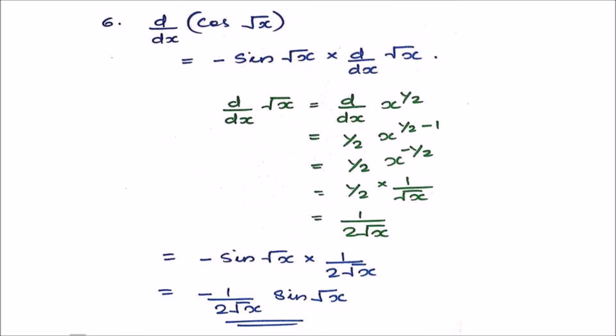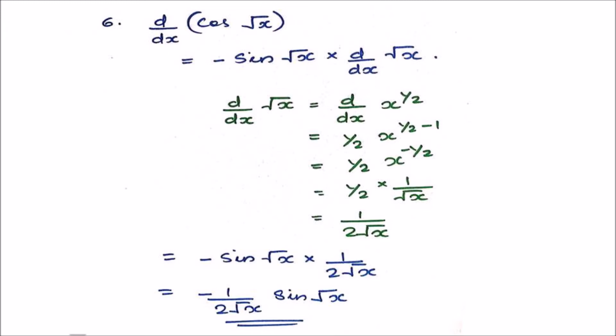So here is our sixth question, derivative of cos root x. This is also a trigonometric function. In case of cos x, the derivative is minus sin x. So here we can write it as minus sin root x into derivative of root x. Now we will find derivative of root x. We can write root x as x raised to 1 by 2. Now this is in the format x raised to n.